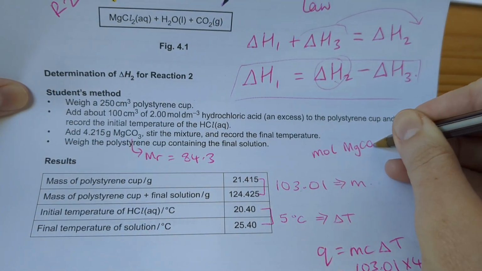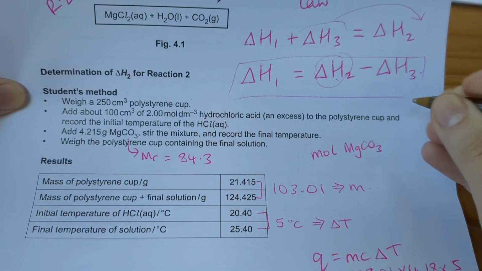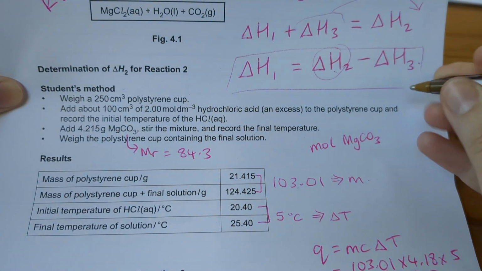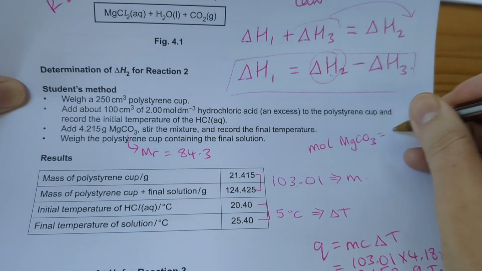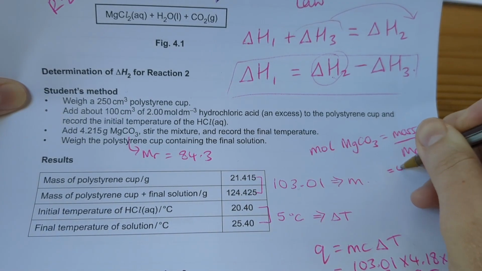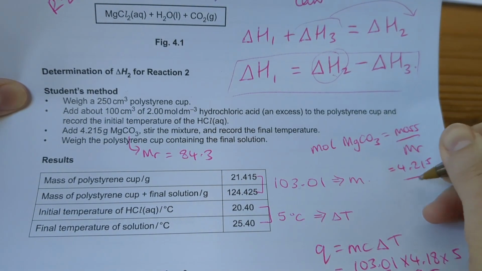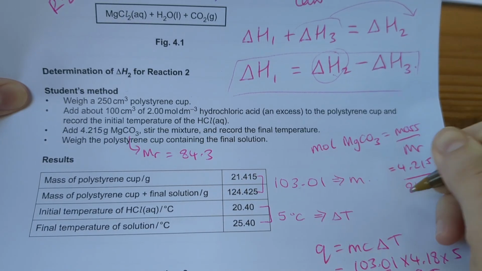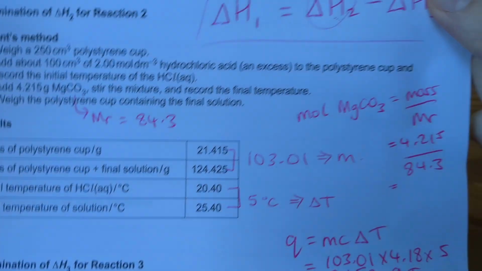So if you were doing this exam question, you would write in the answer box. I'm just showing you how we'd go about getting the answer. So mass over Mr, so 4.215 over the Mr, which is 84.3. Let's see what we get, 0.05.